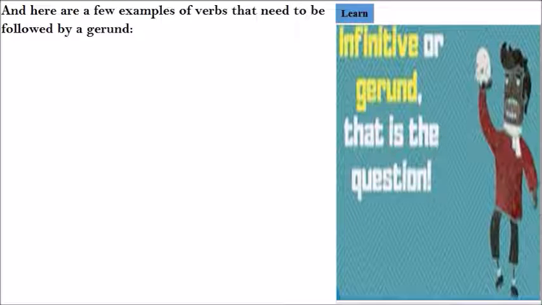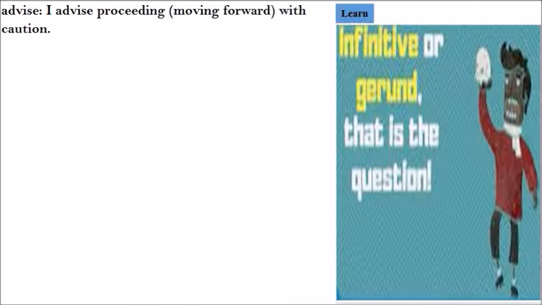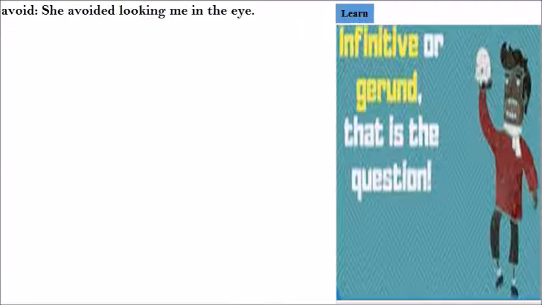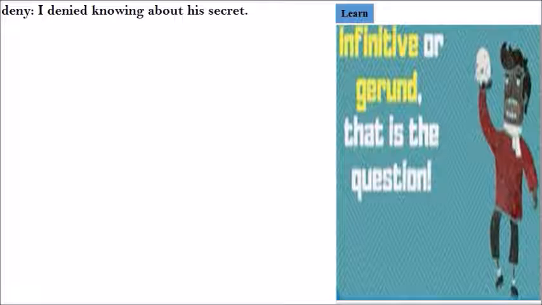And here are a few examples of verbs that need to be followed by a gerund. Admit. They admitted changing the schedule. Advise. I advise proceeding, moving forward, with caution. Avoid. She avoided looking me in the eye. Consider. Think about. I considered staying silent, but I had to tell her. Deny. I denied knowing about the secret.